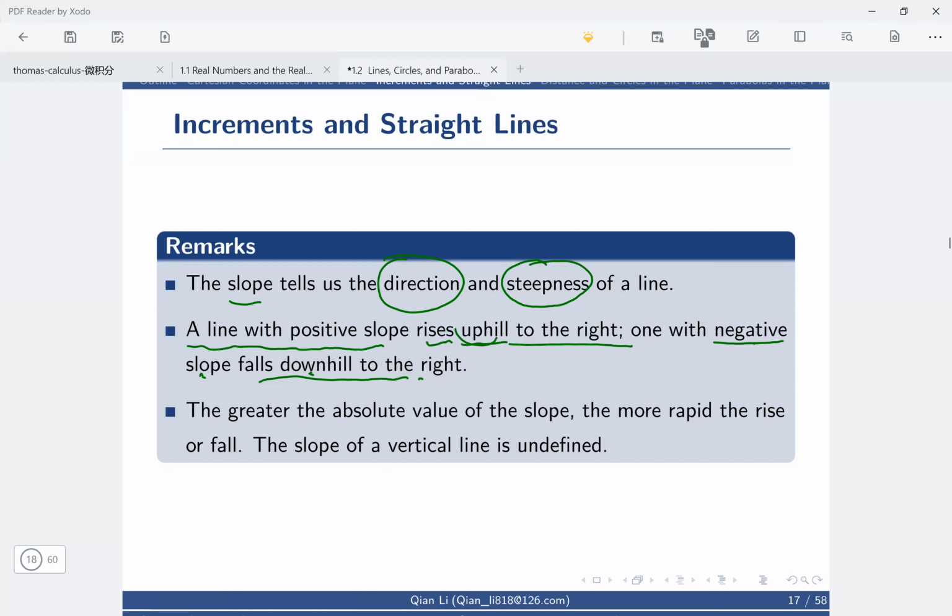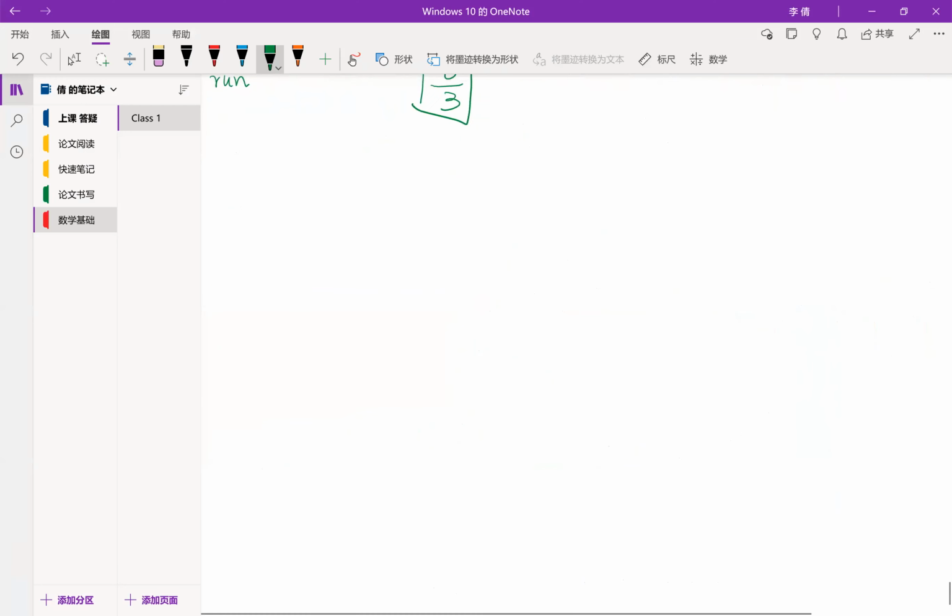And let's see another one: the greater the absolute value of the slope, the more rapid the rise or fall. The slope of a vertical line is undefined. Let's see some examples.